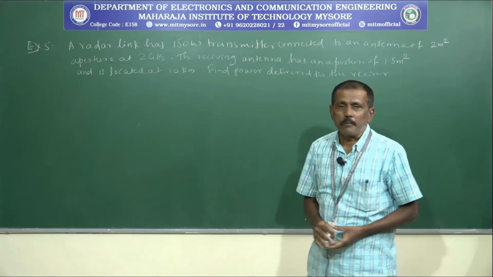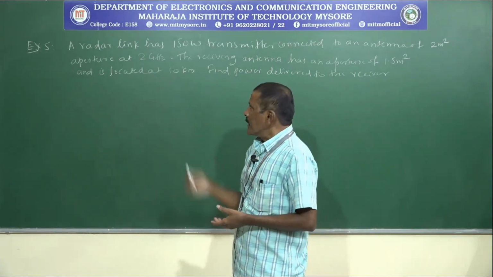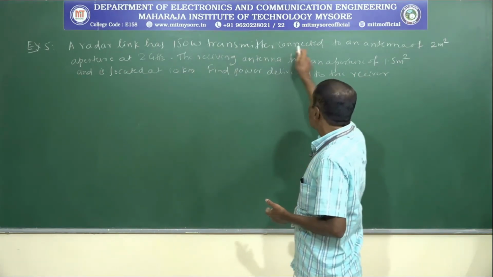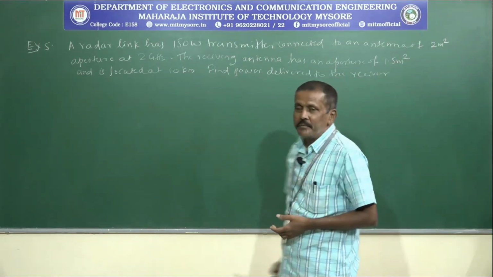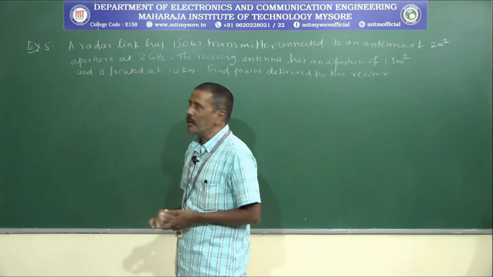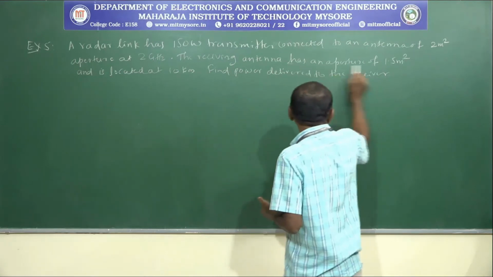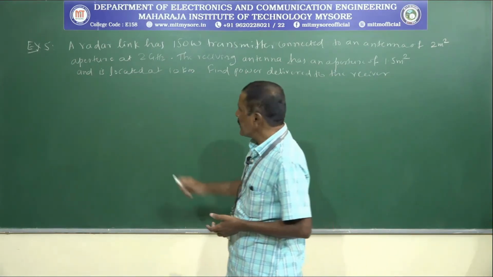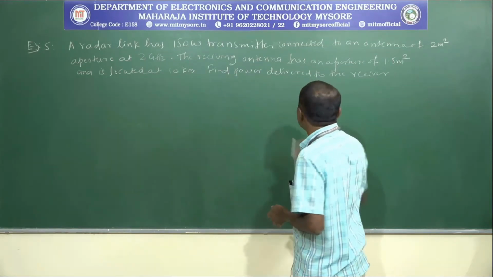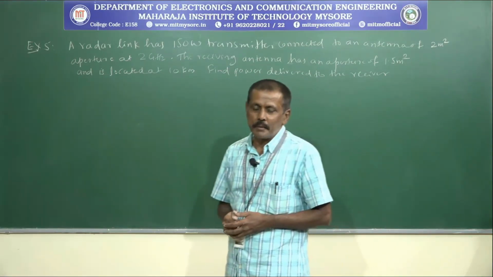Now let us take one more problem. A radar link has a 150 watt transmitter connected to an antenna of 2 meter square aperture at 2 gigahertz. The receiving antenna has an aperture of 1.5 meter square and is located at 10 kilometers. Find the power delivered to the receiver.